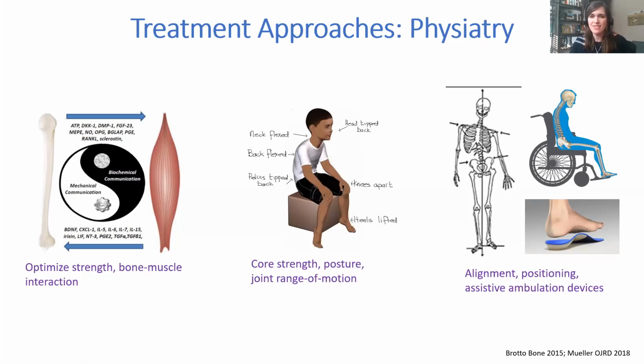It's also really important to have a physiatrist involved in any patients who use assistive ambulation devices because poor positioning can lead to problems with the spine, joints, and other issues.